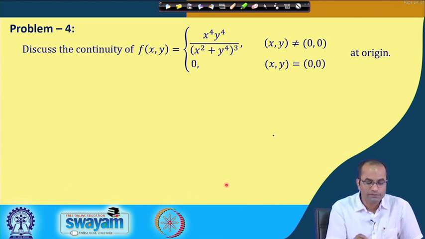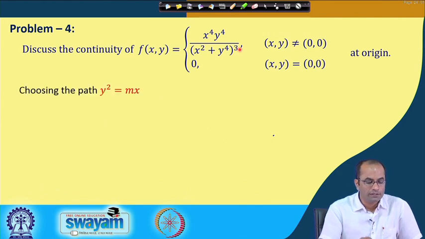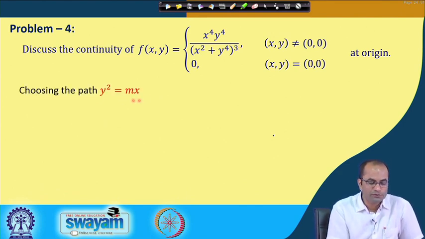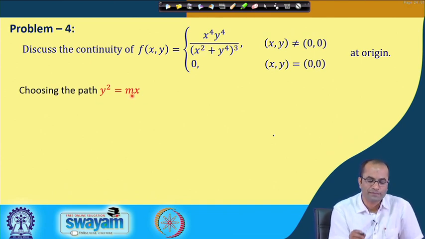Another example, we will discuss the continuity of this function again at the origin. So, we have x power 4, y power 4, and then (x square plus y power 4) power cube. Now in this case we will choose this special path y square is equal to m x, because y is equal to m x will not be helpful, we have a different order here.